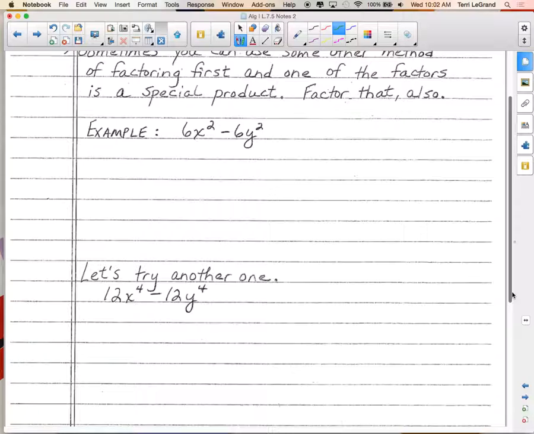It's possible then that it could be a what? If it's a binomial subtraction, we have to check to see if it is a difference of squares. Is it? What's the problem? 6x squared, 6 is not a perfect square. It's not a square number.